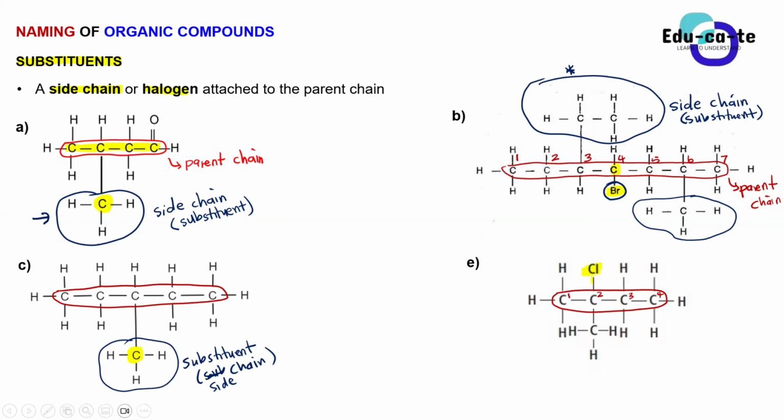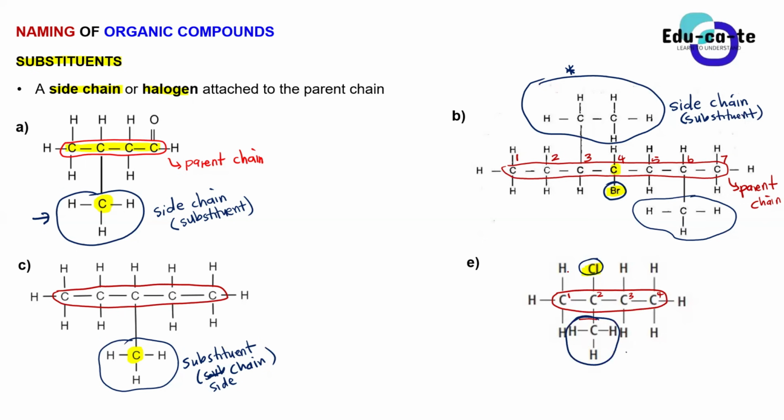We also have another side chain here. This side chain consists of one carbon. This carbon here is not part of the parent chain, so this is our other substituent. So here we're having two. This exercise was just to get you guys in the mode of identifying the substituents.